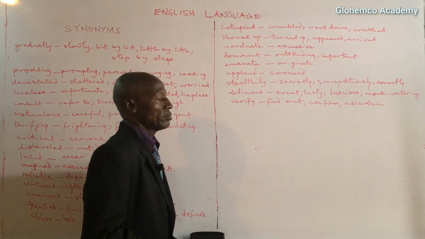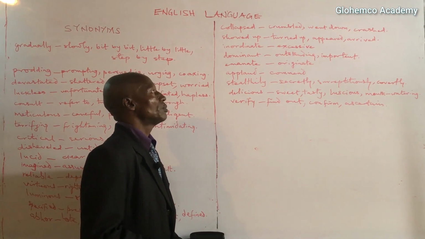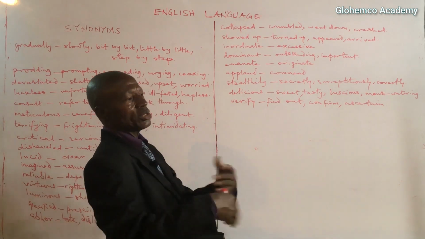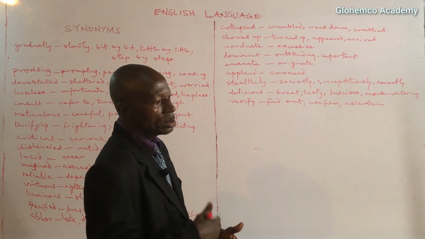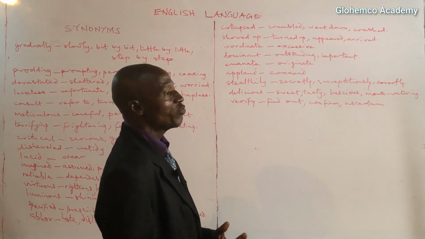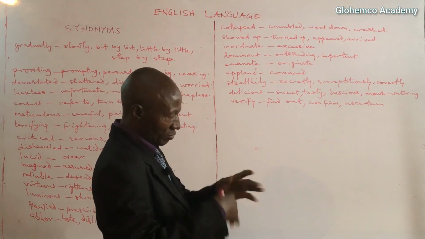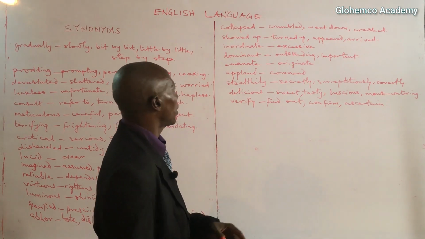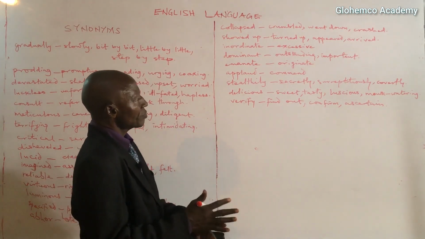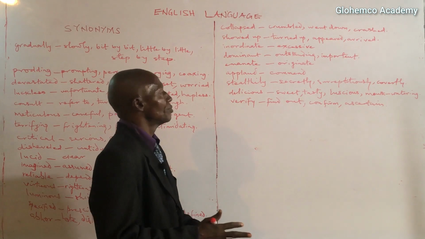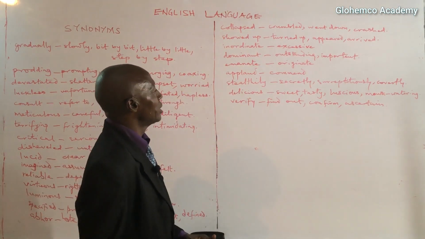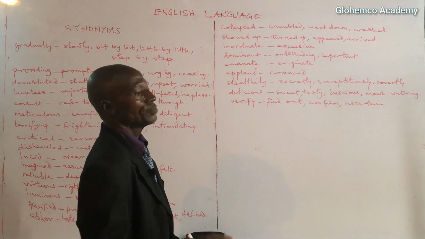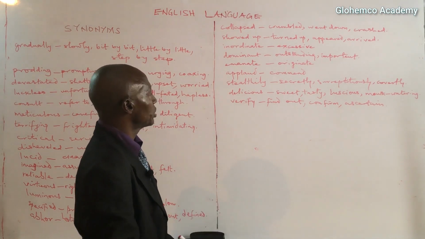Then we have inordinate. Inordinate means excessive. People have inordinate ambition. That's why some people go to the ridiculous extent of kidnapping people to make money. Very inordinate ambition. All right. So we have dominant, outstanding or important. Now we have emanate. Emanate means originate.